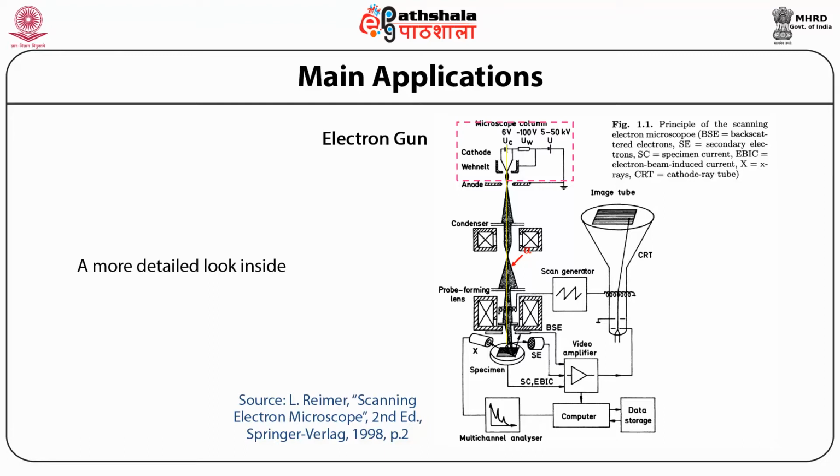BSE is what? BSE is backscattered electrons. And then SE are the secondary electrons, which are focused onto the specimen. Now, from the specimen, we have the whole morphology of the specimen into our computer, which is interfaced, and this CRT is the image tube, that is, the cathode ray tube.